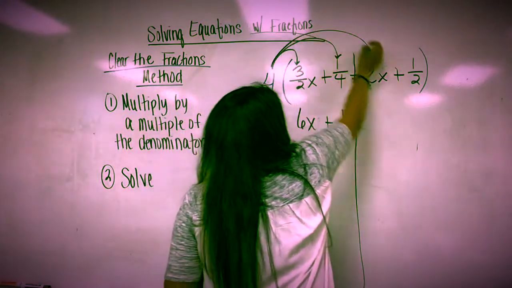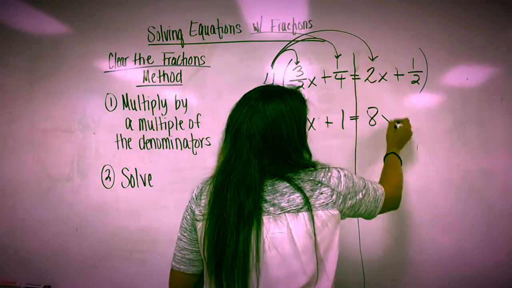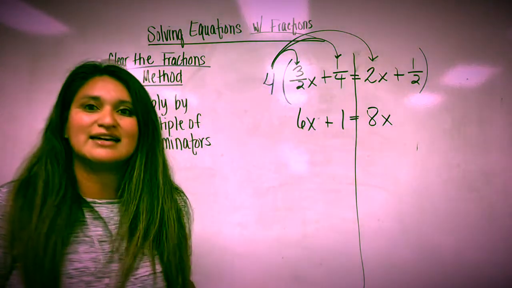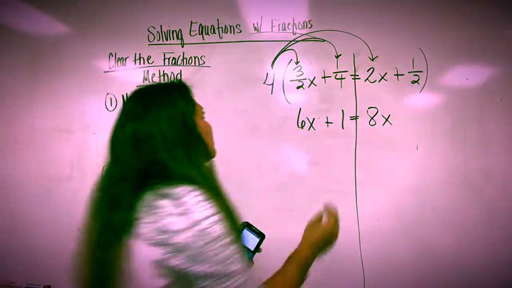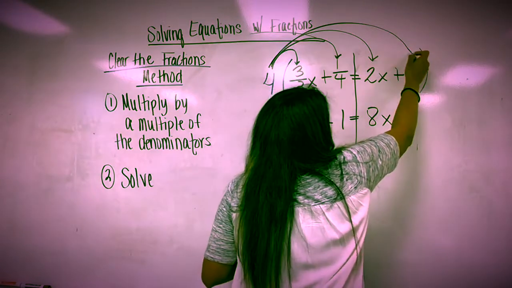I'm going to do 4 times 2. You better not need a calculator for 4 times 2. 4 times 2 is 8x. I have one more number. I need to do 4 times a half.